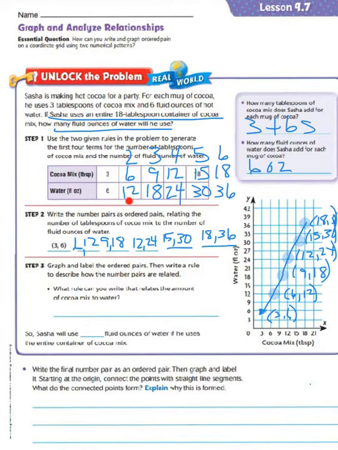If we look at 6 and 12, we know that 6 is half of 12. Therefore, 6 times 2 equals 12. If we look at 9 and 18, we know that 9 is half of 18. So therefore, 9 times 2 is 18. Therefore, our rule is to multiply the number of tablespoons of cocoa mix by 2.